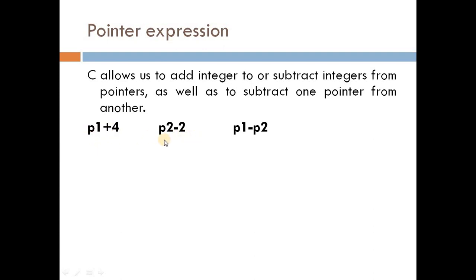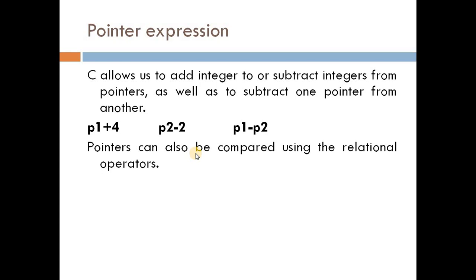In this case, we have subtracted integer 2 from pointer variable P2. So whatever address is stored in P2 will be subtracted with 2. In this case, we have subtracted one address from another address. So such types of arithmetic operations are allowed on pointers.